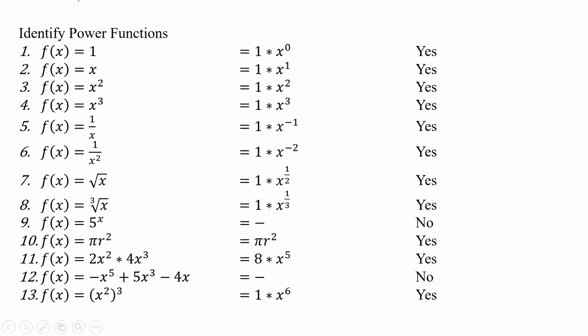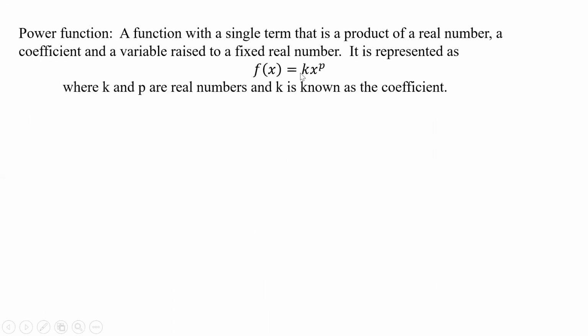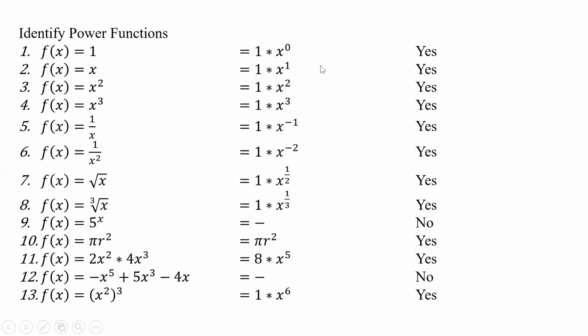Okay, well, if we think about this, can we rewrite each of these here on the left as something like k times x to the p to make it a power function? Well, 1, yeah, we can do that. And what we have to do is say, well, it's 1 times x to the 0. Because if we take anything to the 0, it's 1. So 1 times 1 is just 1. And so, yeah, we can do that as a power function.